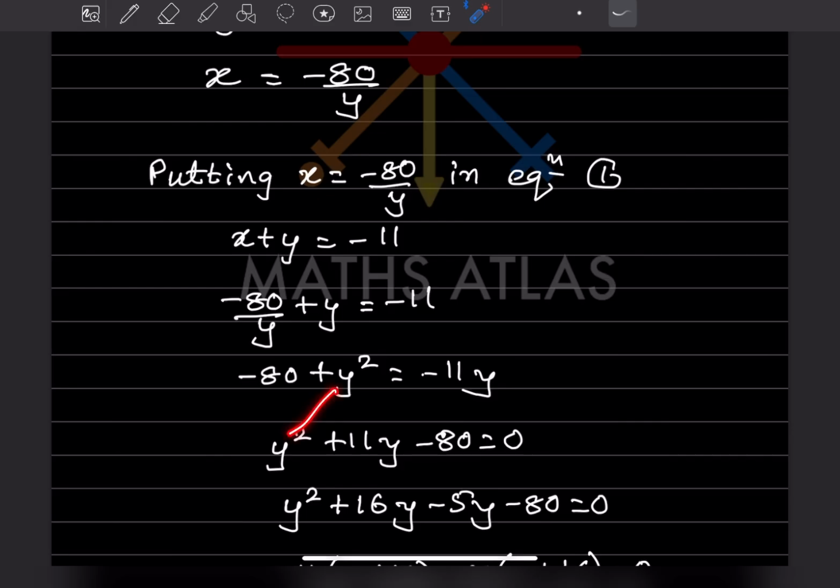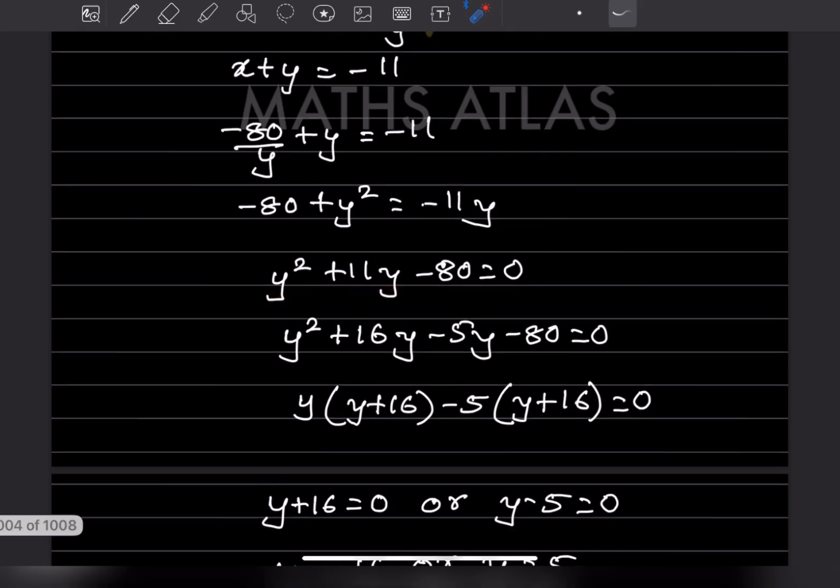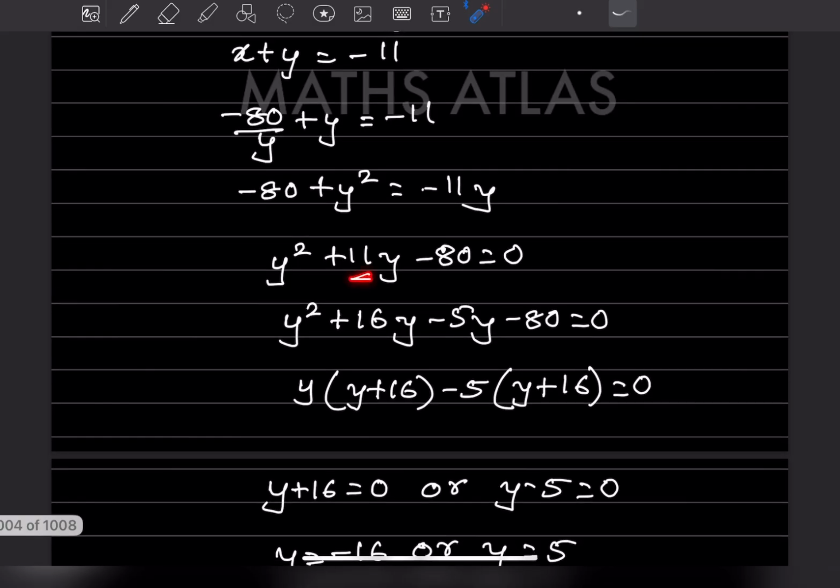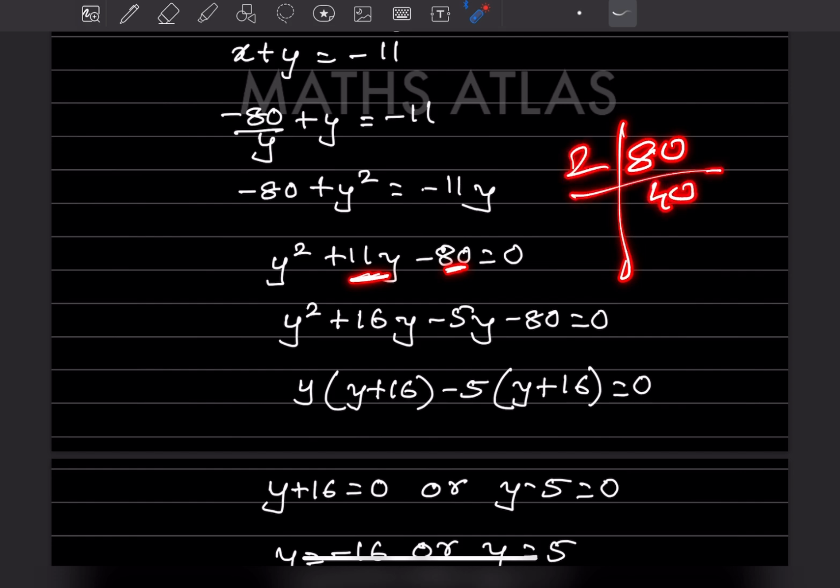So this is y square, -11y comes on this side, that will be +11y. This is already here, that is 0. So now this is 1 over here, and this is -80. So this is going to be -80. So you are going to take the factors of 80. This is first term, the middle term, and the last term. So you will take factors of this 80 in such a way that you get 11. So we'll take the factors of 80. 2 40s are, 2 20s are, 2 10s are, 2 5s are, and 5 1s are.